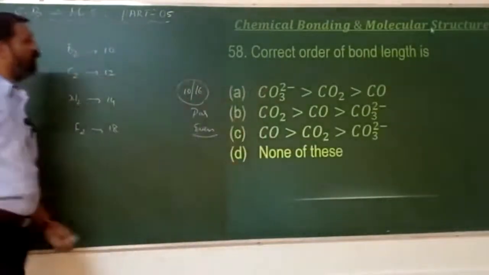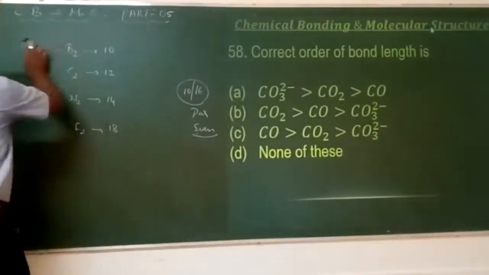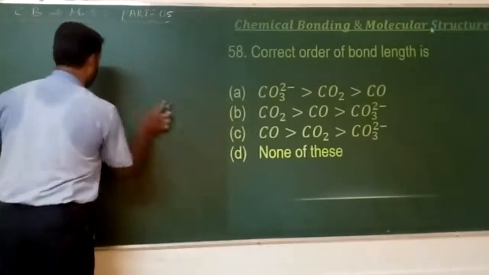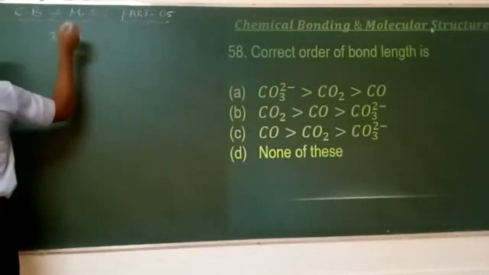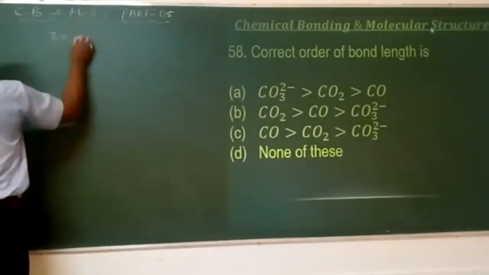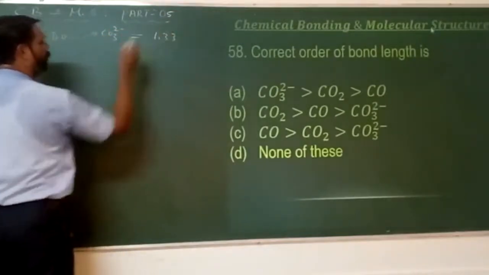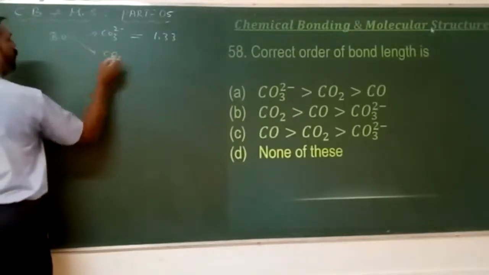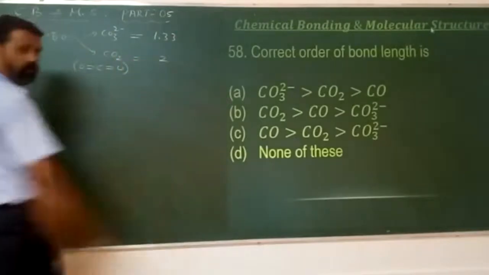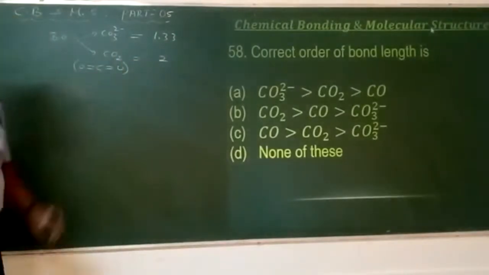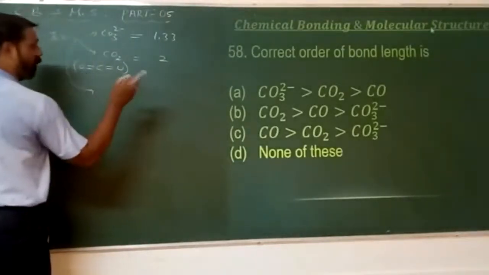Next, the correct order of bond length is. What is the correct order of bond length in case of carbonate ion, carbon dioxide, and then the bond order for carbonate, as I have just mentioned, is equal to 1.33. In case of CO2, it has C double bond O, double bond O, because it is a double bond C. The third one is carbon monoxide.